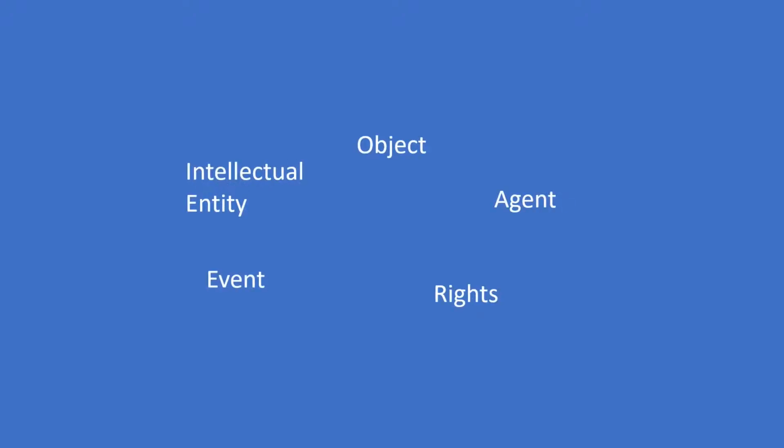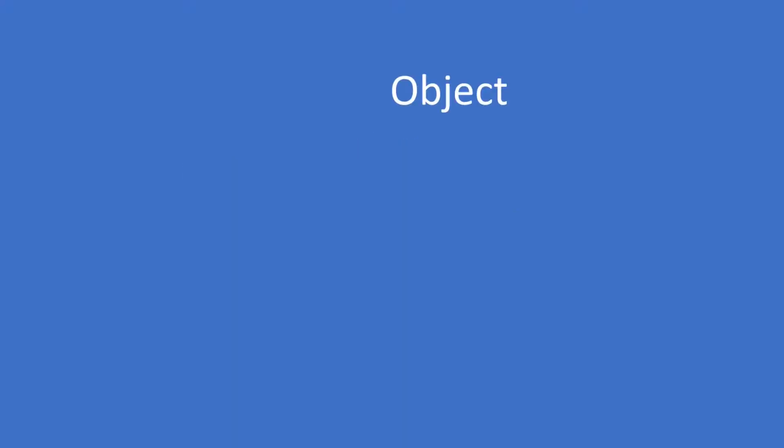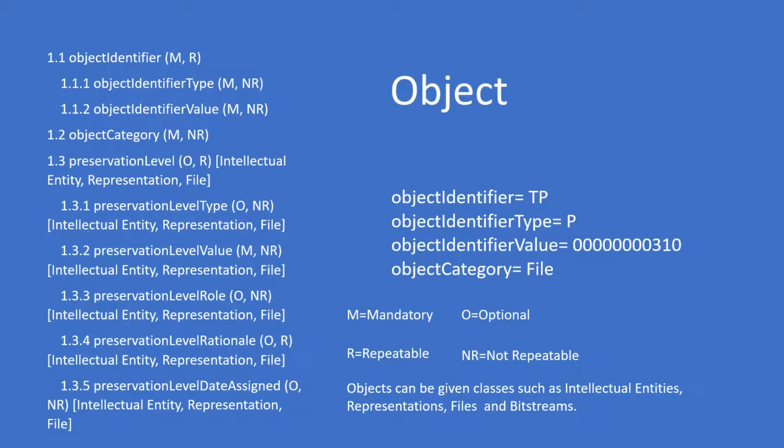There are 5 entities PREMIS concerns itself with: intellectual entity, object, event, agent, and rights. An object means a digital object such as a file or an ebook. These are semantic units for the object. They're in a container format with different components to them, and they can be mandatory, optional, repeatable, or not repeatable, and can be given different classes. Note that in the third version of PREMIS, intellectual entity has been included in the object entity.